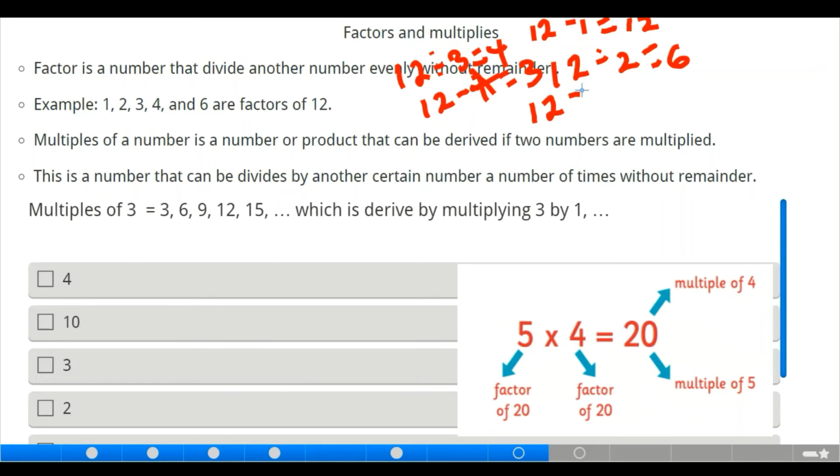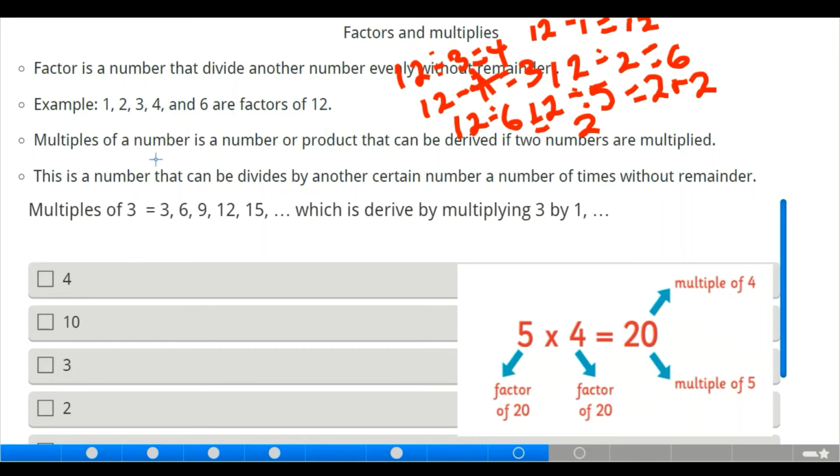Let's try 12 divided by 5. 12 divided by 5, what is it? That is 2, and it remains 2. So 5 is not a factor of 12. Another one we can look at is 12 divided by 6. 12 divided by 6 will give us 2. So 6 is actually a factor of 12. So we have 1, 2, 3, 4, and 6 as factors of 12.